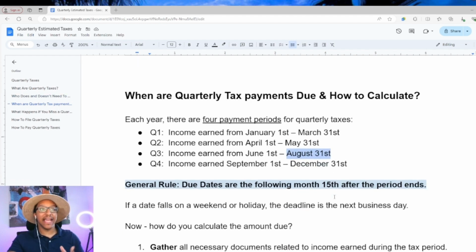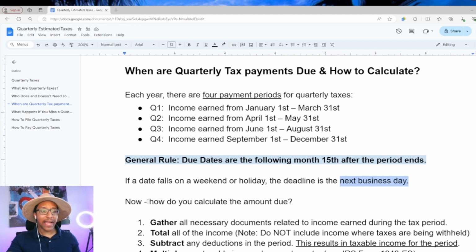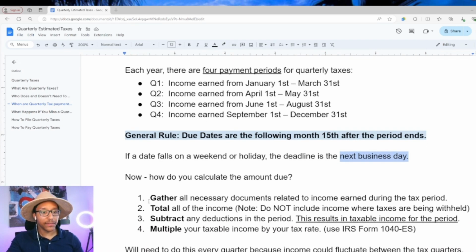Now, if the due date falls on a weekend or holiday, the deadline is the next business day. Now, how do you calculate the amount of taxes that's due? Well, there's a series of things you have to do. 4 steps. Number 1, gather all necessary documents related to income during that tax period. Number 2, total all of the income. Do not include any income where taxes are being withheld because you do not want to double count the income.